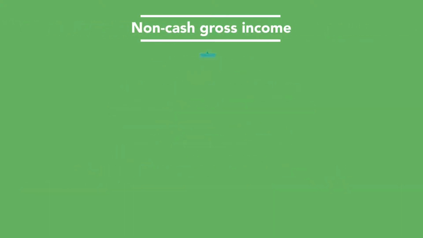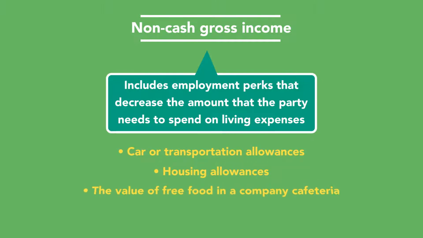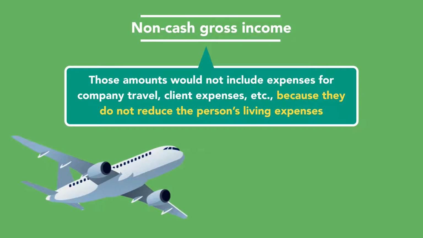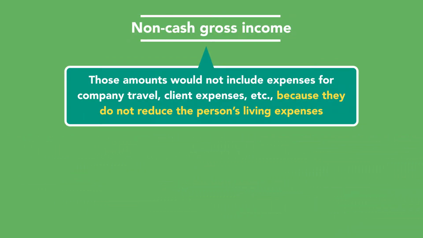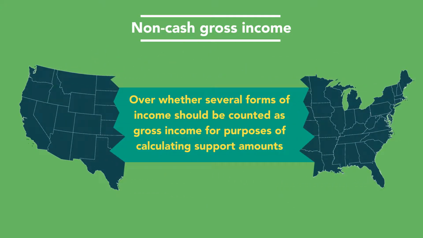Non-cash gross income includes employment perks that decrease the amount that the party needs to spend on living expenses. These include car or transportation allowances, housing allowances, the value of free food in a company cafeteria, reimbursed expenses, or other form of non-monetary compensation. Those amounts would not include expenses for company travel, client expenses, etc., because they do not reduce the person's living expenses. States are split over whether several forms of income should be counted as gross income for purposes of calculating support amounts.